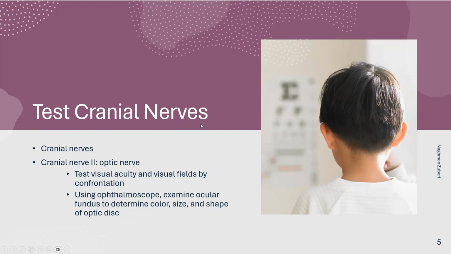Now the cranial nerve 2, which is the optic nerve. Test the visual acuity and visual fields by confrontation, using an ophthalmoscope. Examine the ocular fundus to determine the color, size, and the shape of the optic disc.